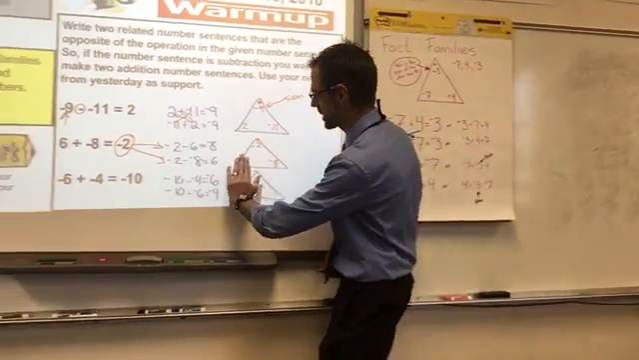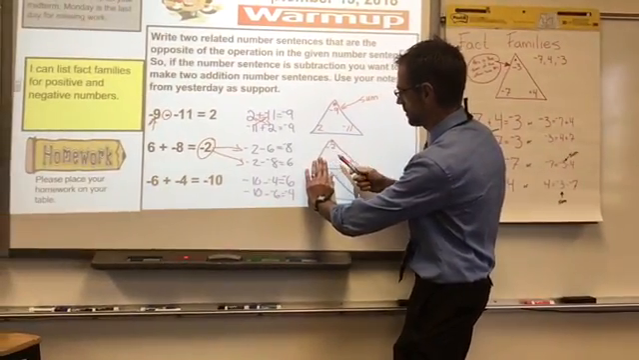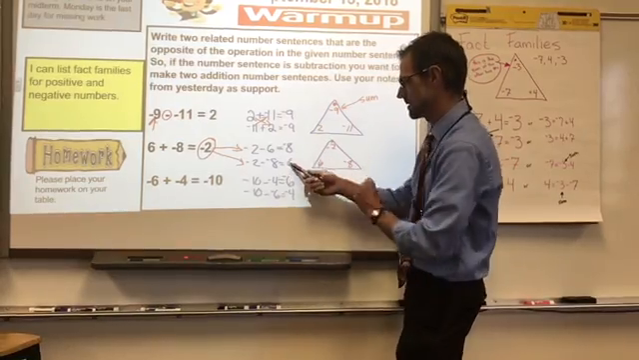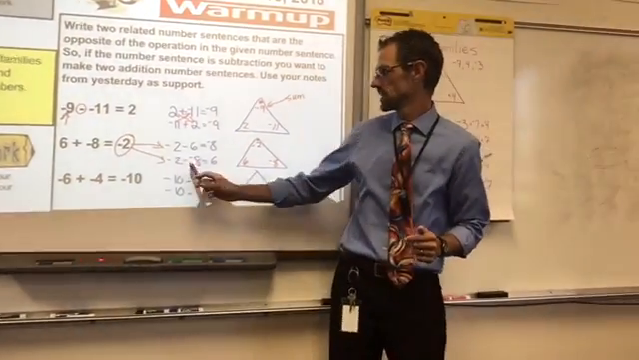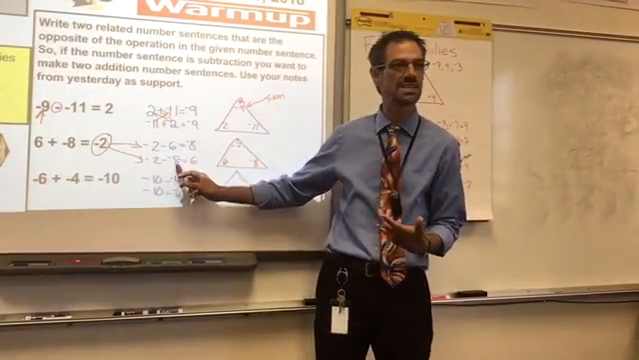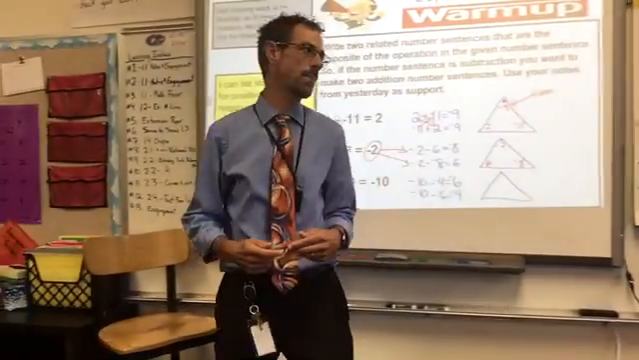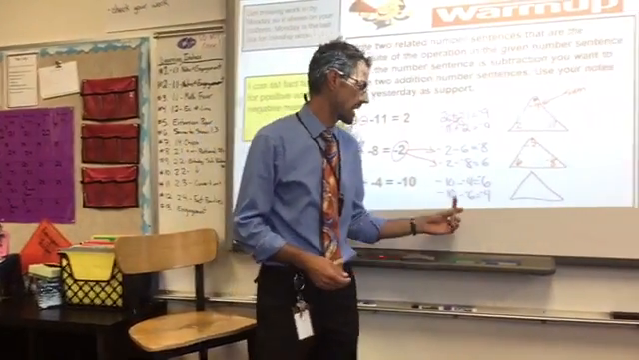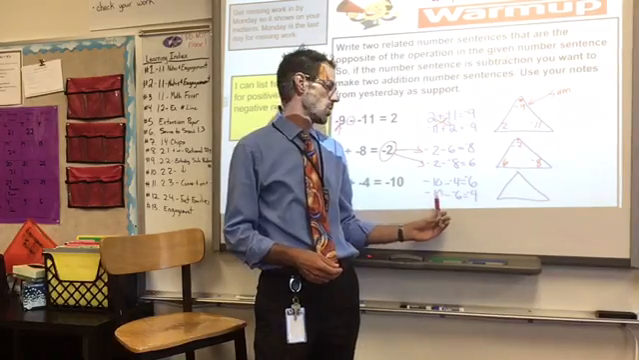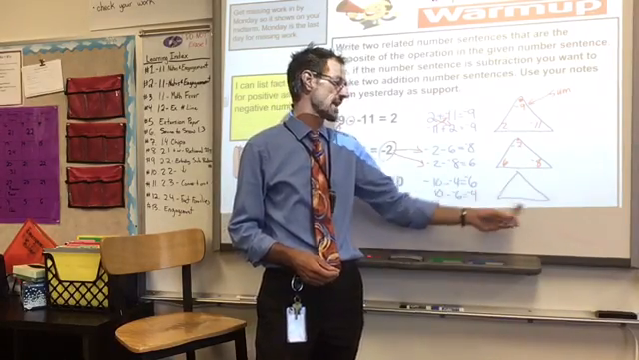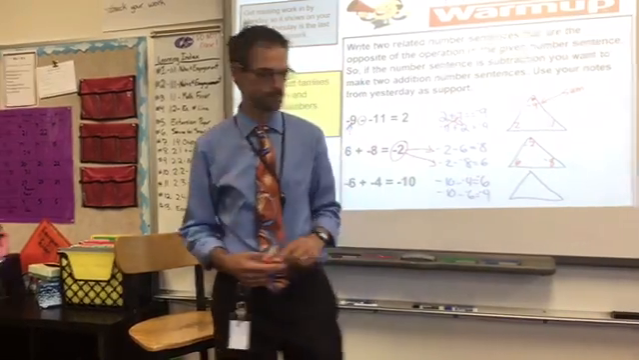And then I do it the other way. I cover up the 6. -2 minus -8 equals 6. And the reason why that equals 6 is when I subtract the negative, it's like adding a positive. Okay, talk to your partner about where in the fact triangle would I put those numbers. Go.